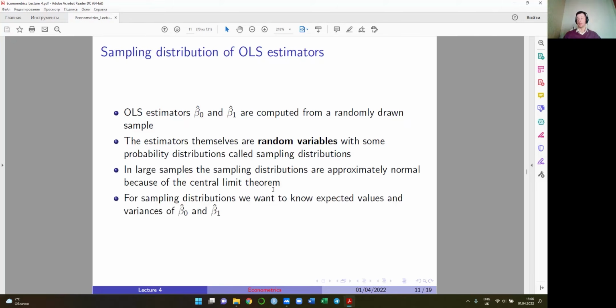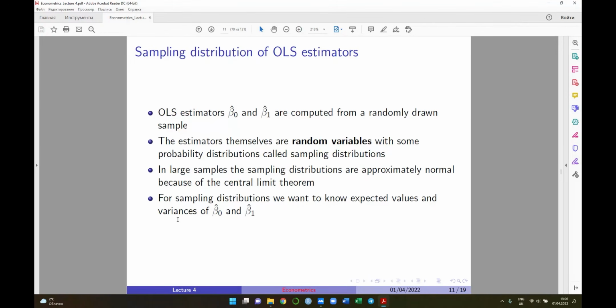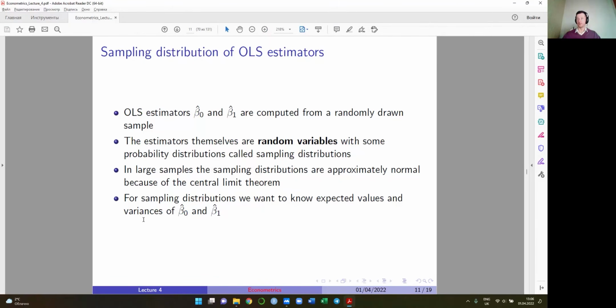And if we believe that the sampling distributions in large samples are normal, what do we want to know for the normal distribution? Expected value and variance. Because if we know the expected value and the variance of a sampling distribution, we are able to conduct hypothesis testing, we are able to build confidence intervals, and we are able to do a lot of other funny things.